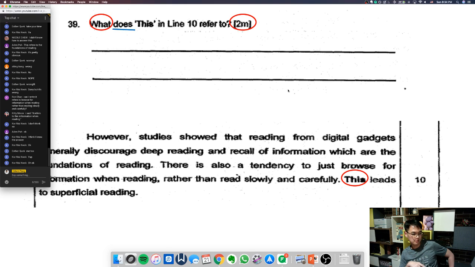Let me read the answer to you and you see if you can spot it. I'm reading from the passage, line 9: There is also a tendency to just browse for information when reading, rather than reading slowly and carefully. This leads to superficial reading. So what is this? This refers to what happened in the previous sentence, right?